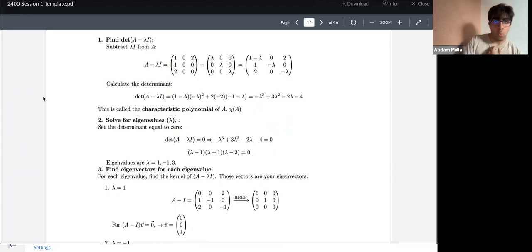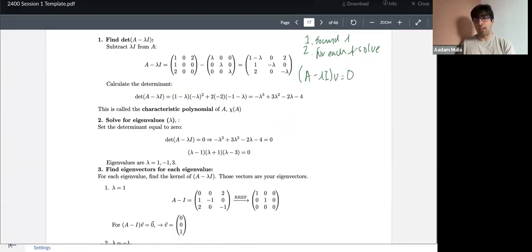Lambda equals 1. We need to solve. So step 1, we found lambdas, right? Step 2, for each lambda, solve A minus lambda I times v equals 0. And then that v that you get out is going to be your eigenvector for that specific lambda. Let's do lambda equals 1 first. Lambda is 1, so A minus 1 times I. So A minus the identity gives us this matrix.